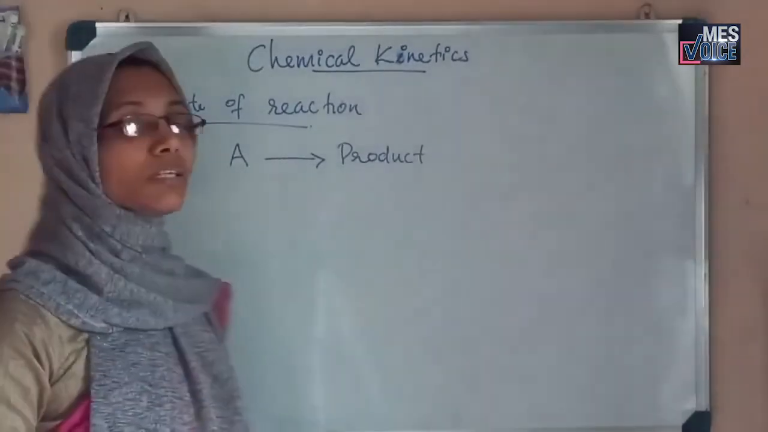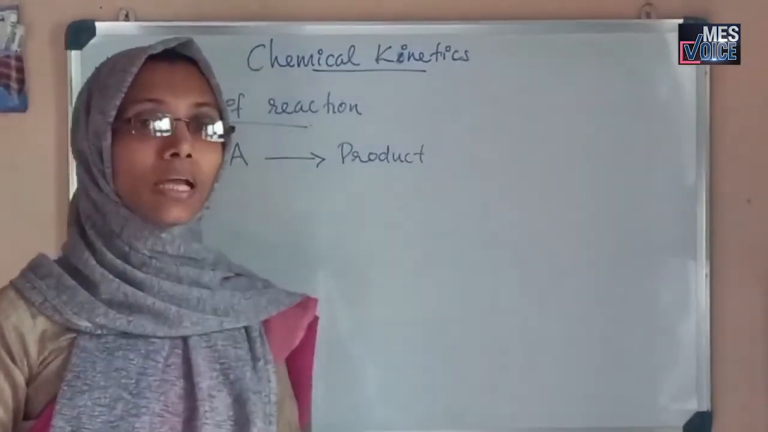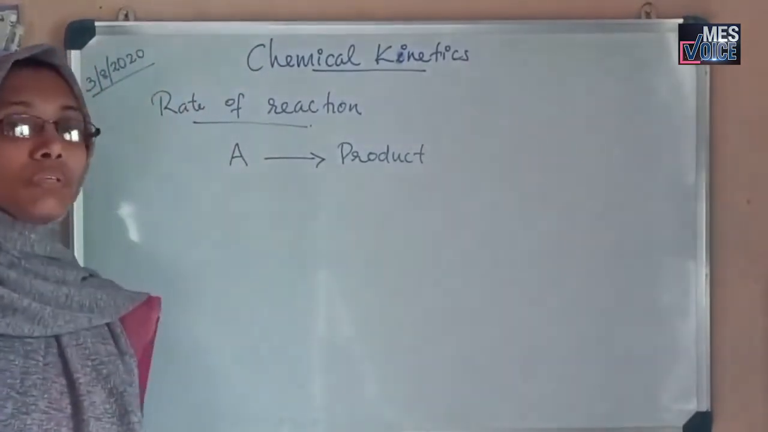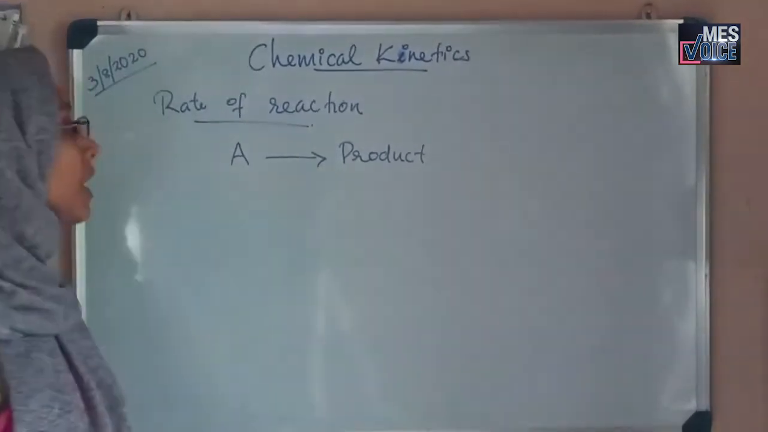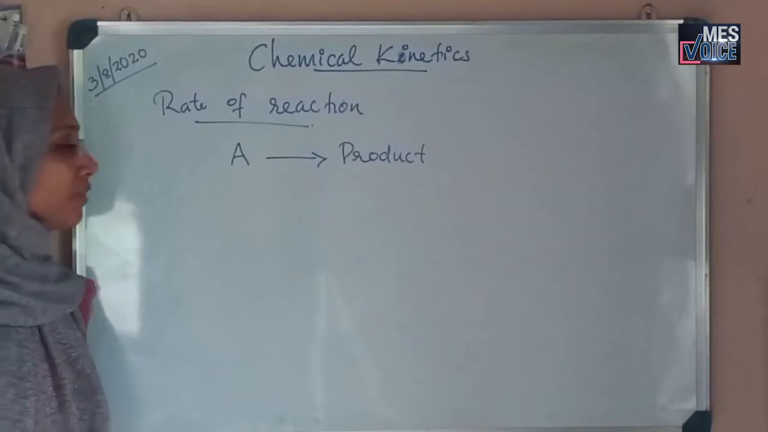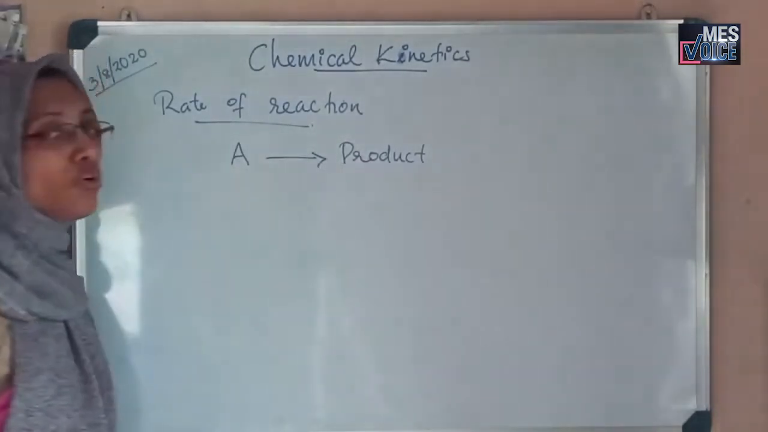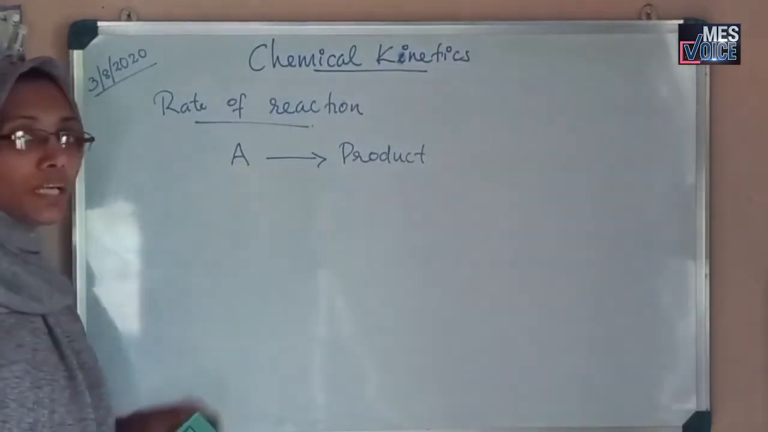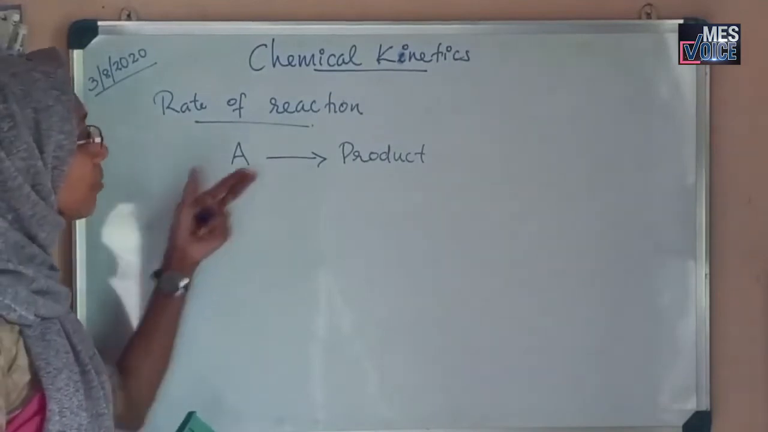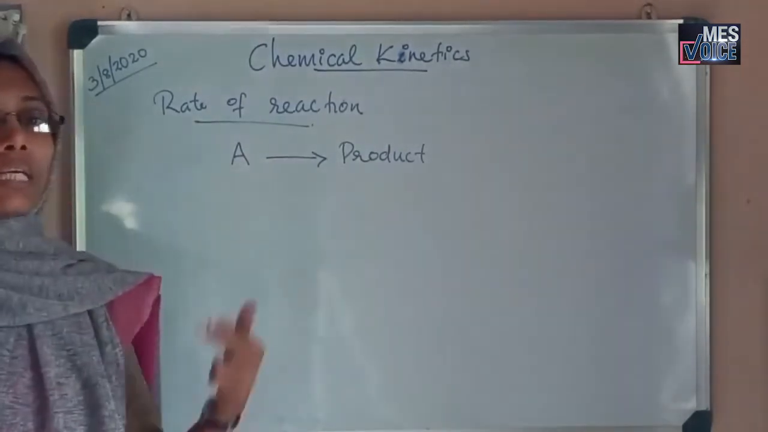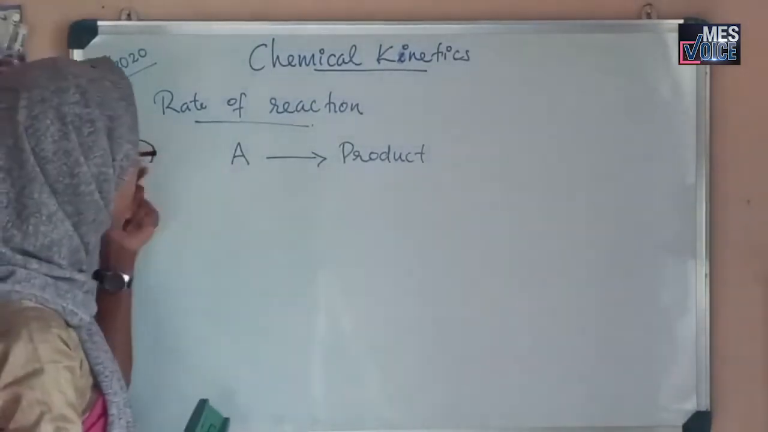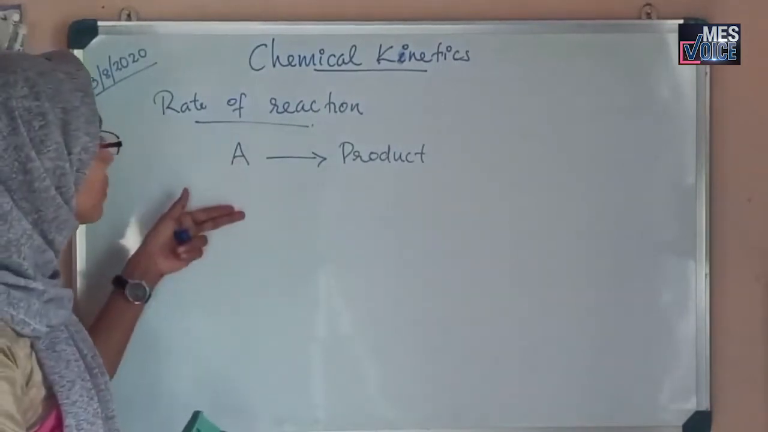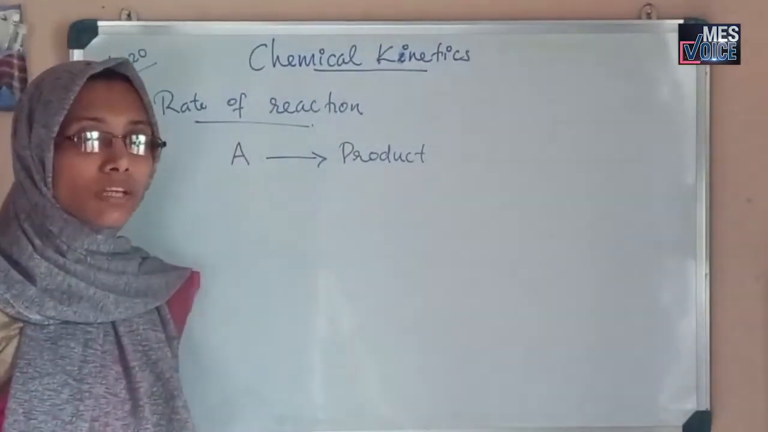Chemical kinetics is the study of the rate of the reaction and the factors affecting the rate of the reaction. Rate of reaction means the speed with which a reaction can proceed. Consider a hypothetical reaction in which the reactant A is converted into product. As the reaction proceeds, the concentration of the reactant A decreases and the concentration of the product increases. So the concentration of A decreases with time and the concentration of product increases with time.